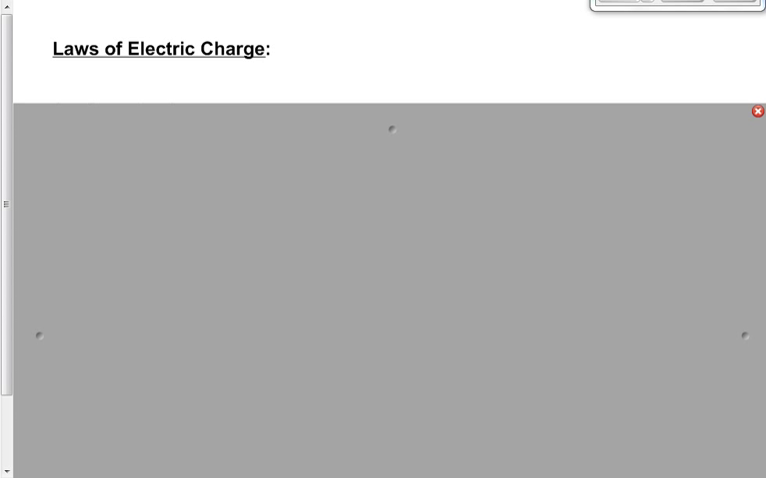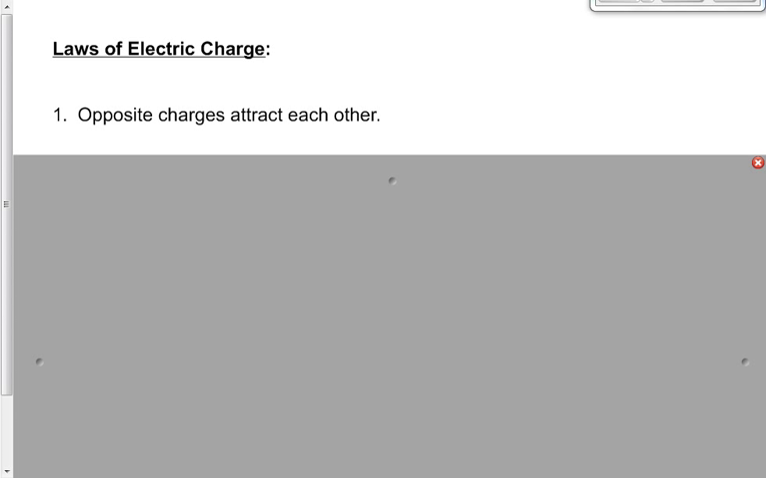Three laws that I want to talk about right here. Three laws of electric charge. You've all heard them before. It's just going to be reviewed for you. The first one: opposite charges attract each other. In other words, positive attracts negative, and negative attracts positive. We know this. This isn't new to us. I can't remember whether you learned that in grade 5 or not, but at some level you knew that in grade 5, that opposites attract.